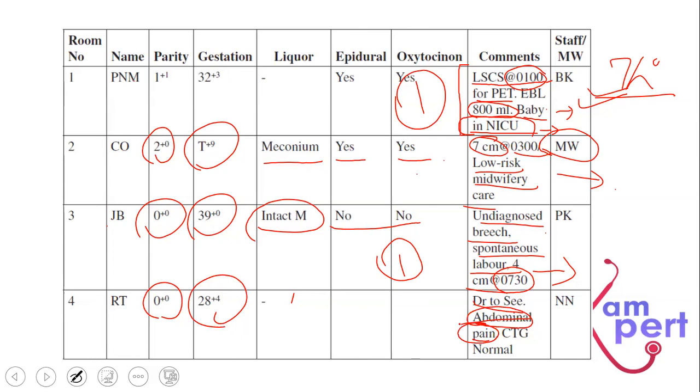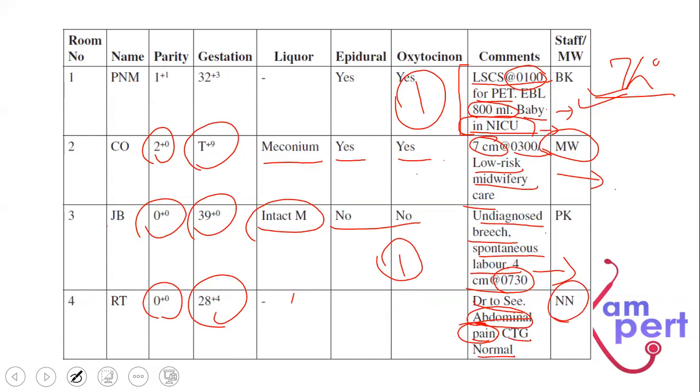See, always be careful when you open your sentence for every case. So this looks like you can simply take it as preterm labor. You can simply say that I can see that she is 28 plus 4 weeks and she is here with abdominal pain. And at the moment, the midwife has done CTG, because the midwife is already taking care of the patient.